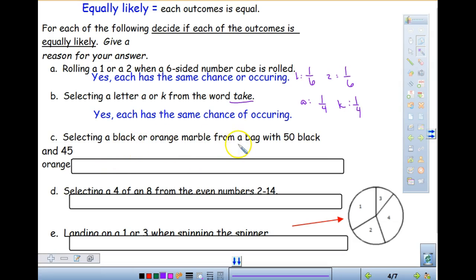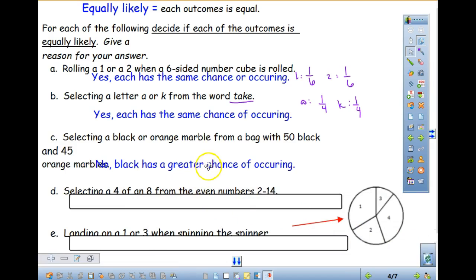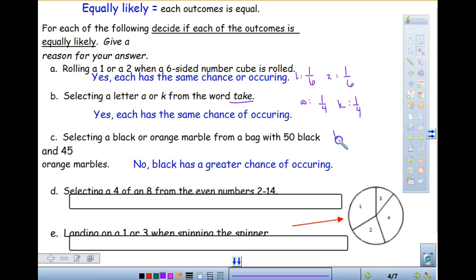Selecting a black or orange marble in a bag with 50 black and 45 orange. So if we look at that one, do we think that will be equally likely? Just because the numbers are not the same, we're tending to think no. Black has a greater chance. And if we were looking at that, we would look at black as being 50 out of 95, whereas our orange would be 45 out of 95. And again, you could simplify those fractions.